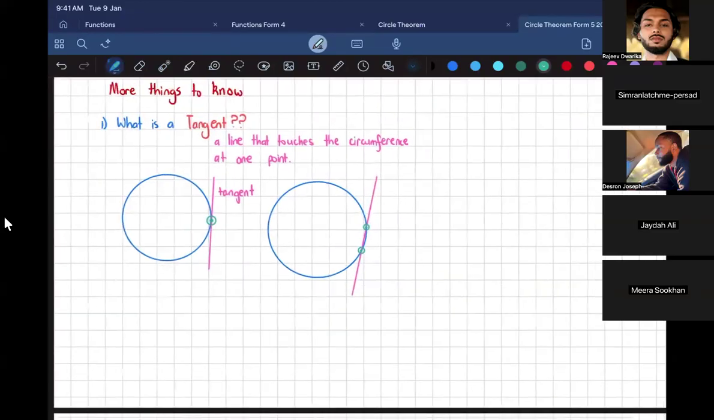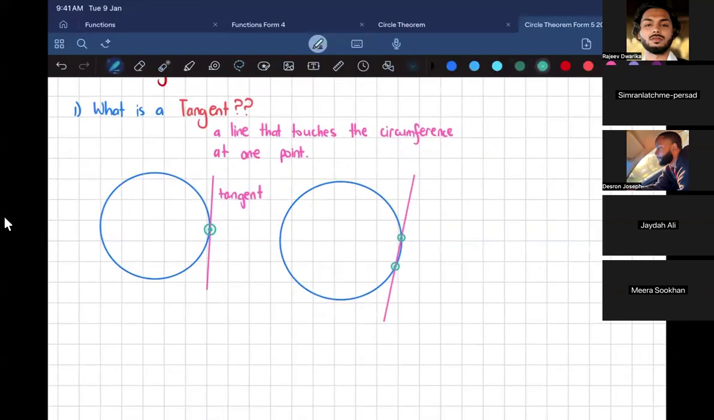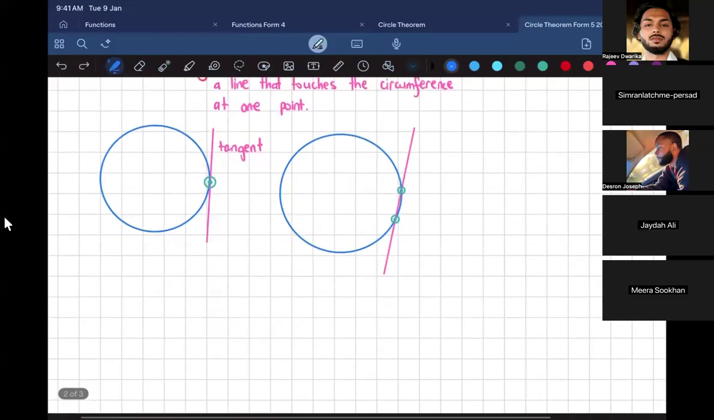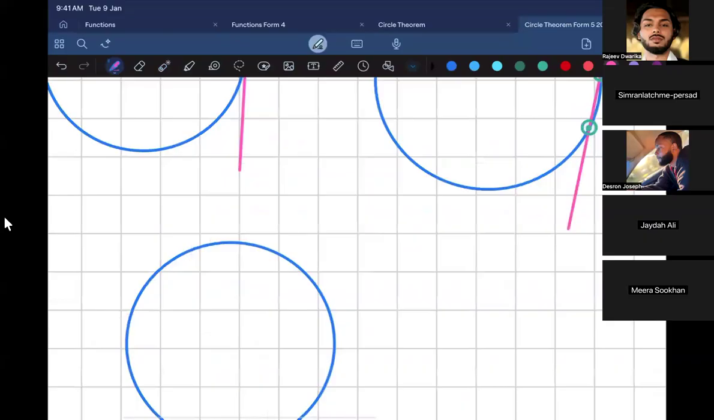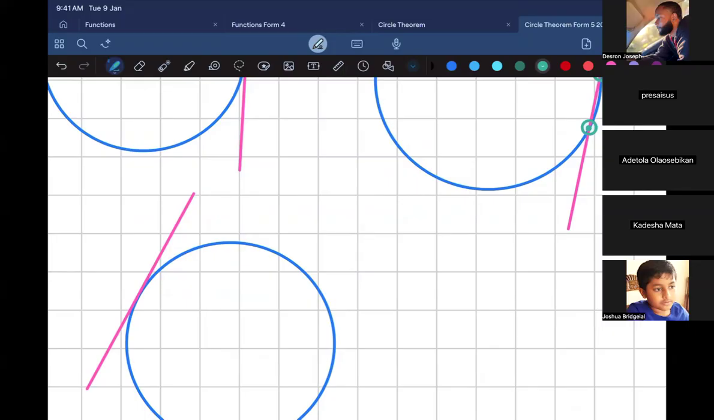Cool. Let me give all of you one more diagram. Now, a tangent could be anywhere. A tangent could be at any point on the circle, eh? Don't think it could only be over here. Let me give all of you another example. Would that be a tangent? Yes or no? Yes, sir. Sky says yes. Mira, what do you say? Yes, sir. All right, Kadisha, Adetola, Joshua. Yes, sir.